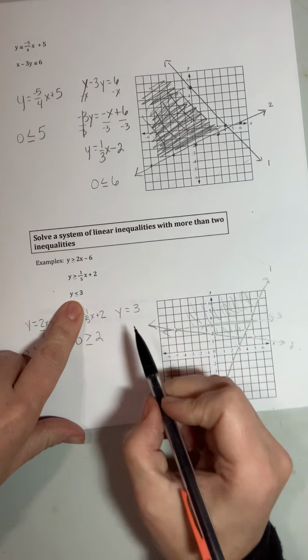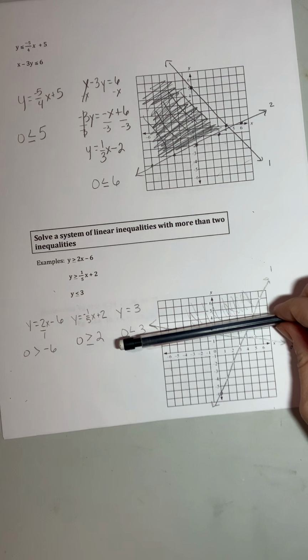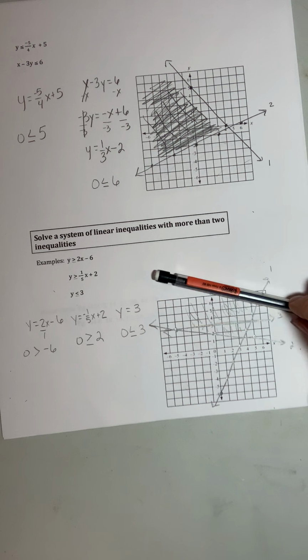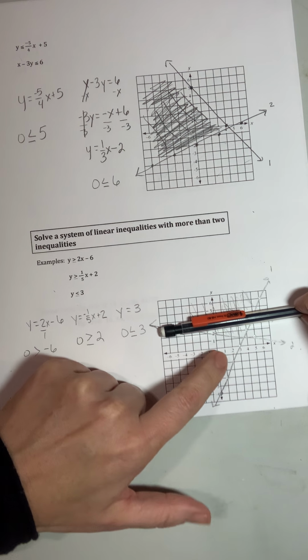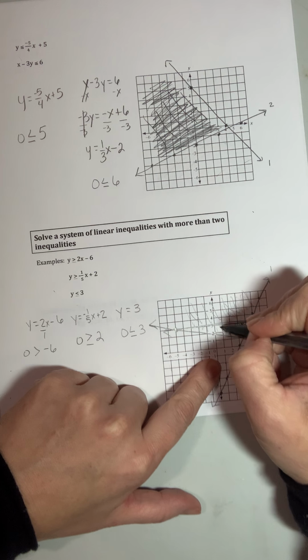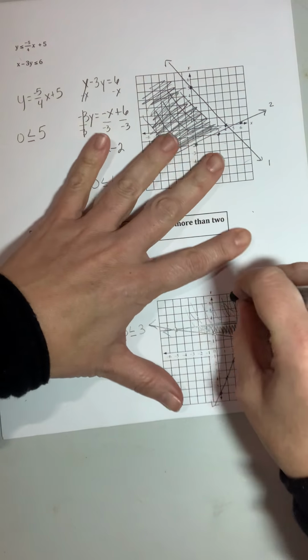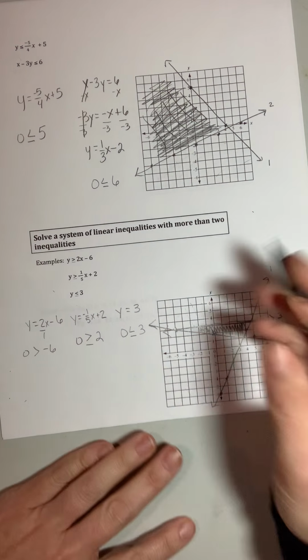Y equals 3 would be 0 is less than or equal to 3 from this line. Is 0 less than or equal to 3? Yes, it is. So I want to include the test point, which is below, so that means I would shade below. So the part that they have in common is that little piece right there.